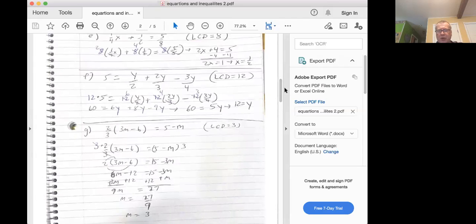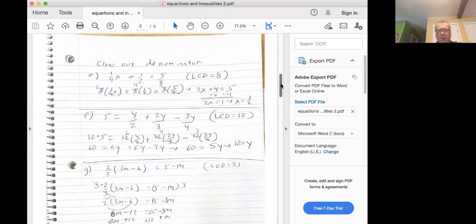When there are fractions present, we clear out the fractions by multiplying everything by the common denominator and canceling it. So we have a 1/4 x, a 1/2 x, and that equals a 5/8. So the common denominator between 4, 2, and 8 is 8. So we multiply everything by 8.